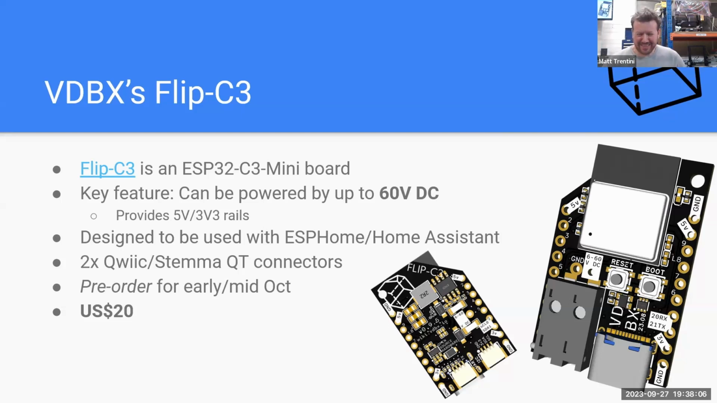Yep. A couple of little Stemma QT connectors. Otherwise, it's a very bare bones sort of board designed to work with Home Assistant and ESPHome. You can go critique the design. That's cool. If it doesn't interfere with it, right? Yeah. They also, it was nice that they've got the 5 volts and the 3v3 lines broken out as well, so you can power things from it, because that might be useful.